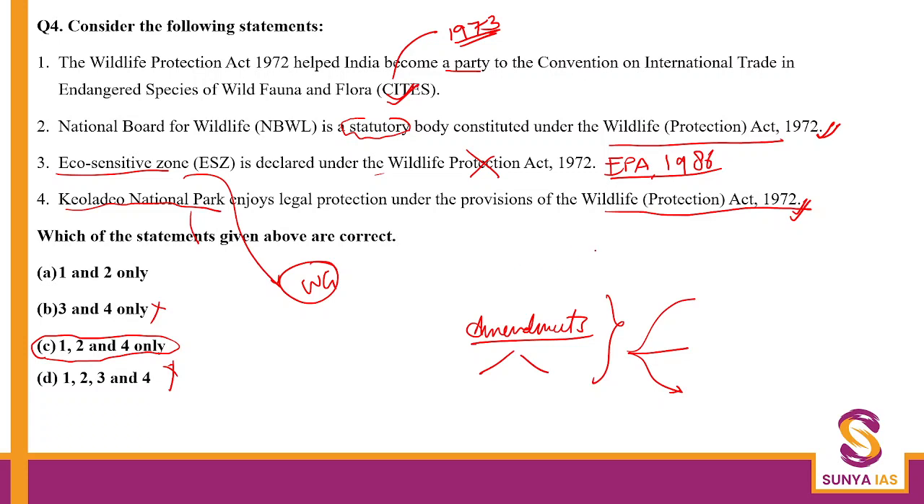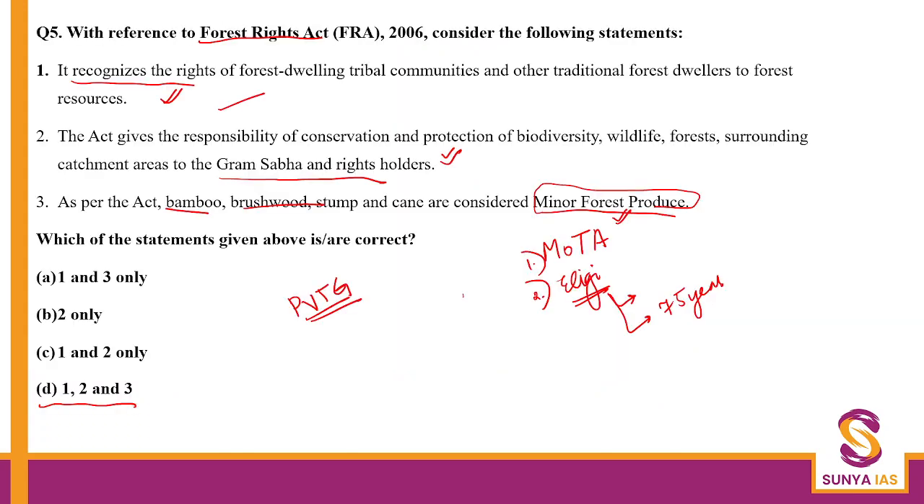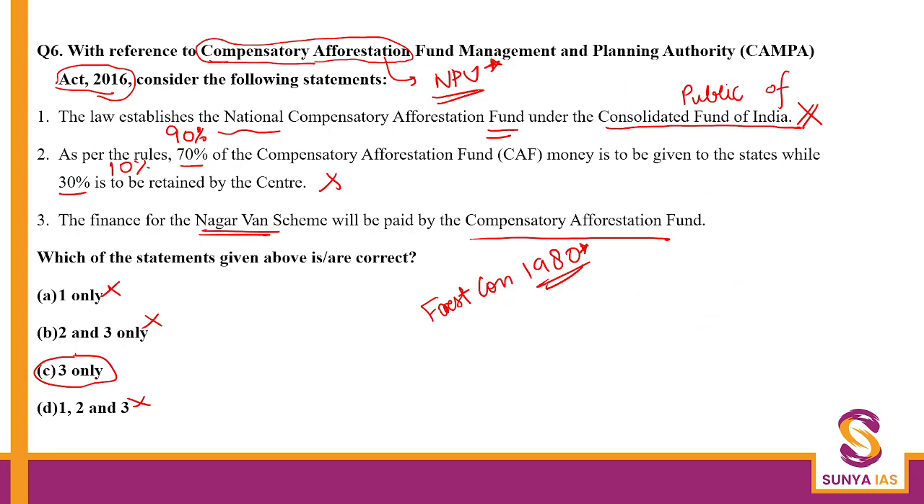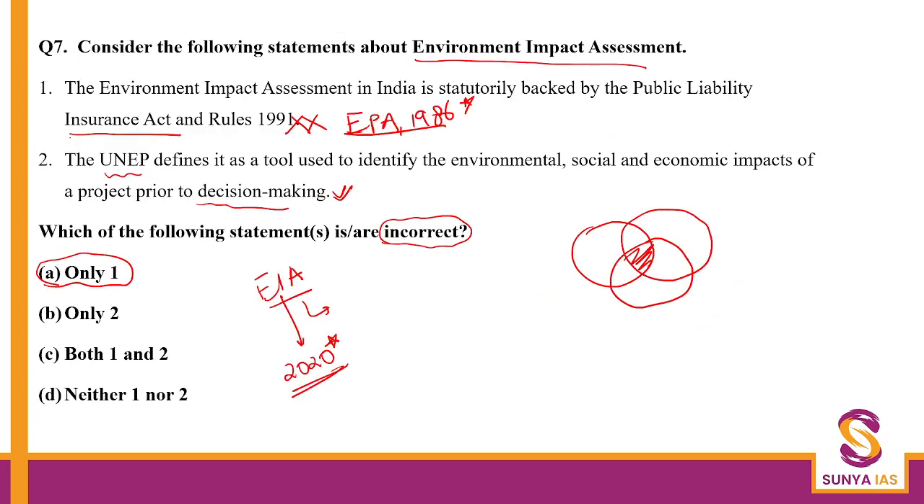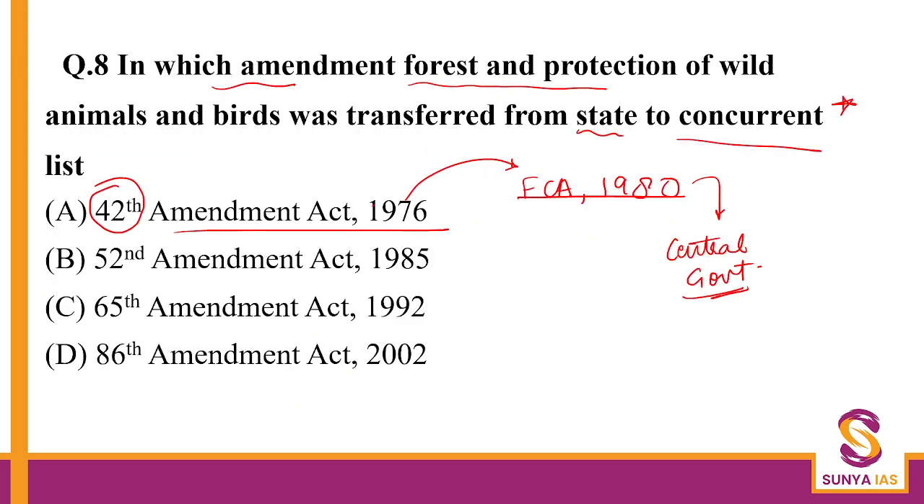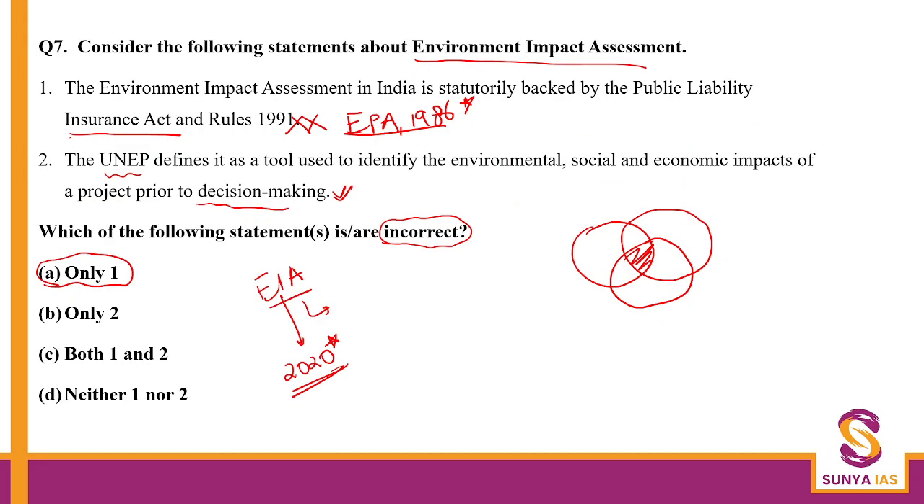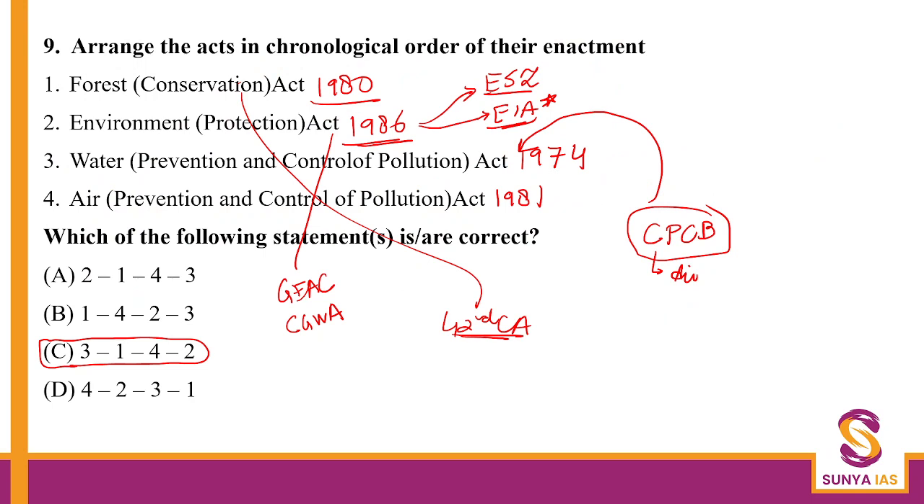For example, I'll just tell you the 6 schedules which were already existing have now been rationalized, and now you have 4 schedules. But after this, try to recall what the other provisions or amendments of the Wildlife Protection Act are. Then we've seen the Forest Rights Act. We saw compensatory afforestation, the CAMPA Act of 2016. Then EIA, EPA 1986, the 42nd Constitutional Amendment Act. And the last question, where we had to arrange all these things in chronology.